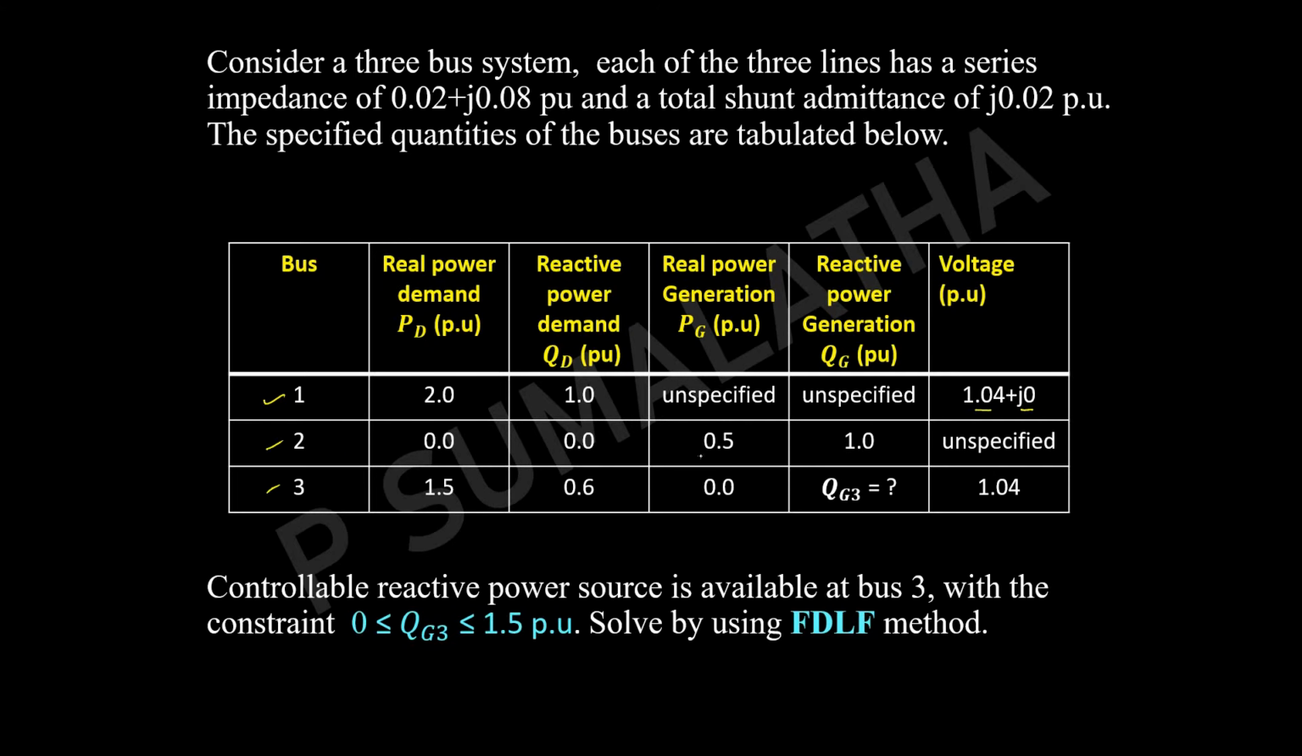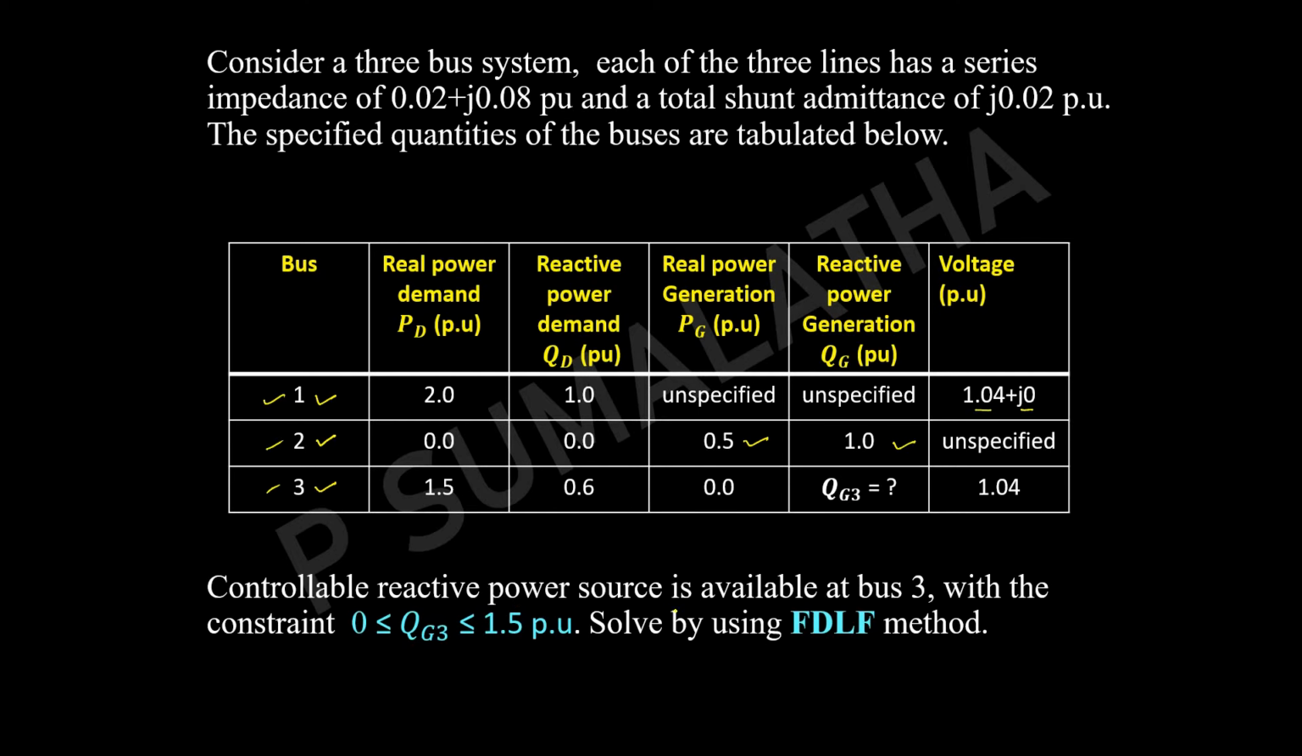Second bus is PQ bus because here voltage and the angle is not specified. The specified quantities are the real power and the reactive power. So it is a PQ bus. And the third bus is a PV bus. So here real power we know and the voltage magnitude is also given, and they are asking us to find out the QG3. So the third bus is a PV bus.